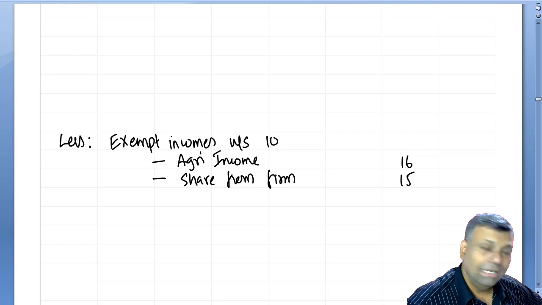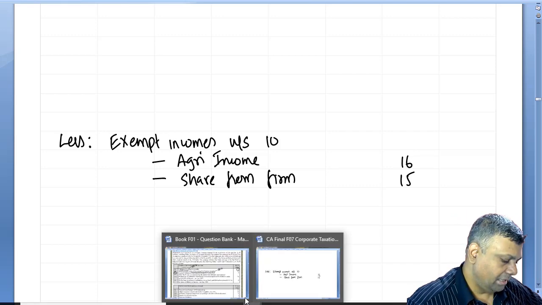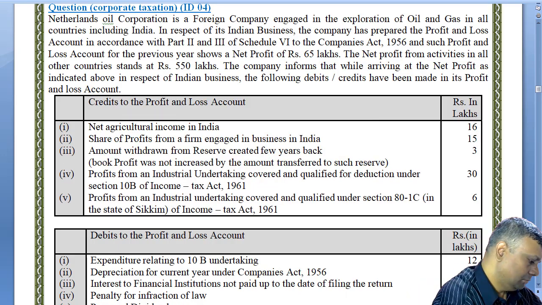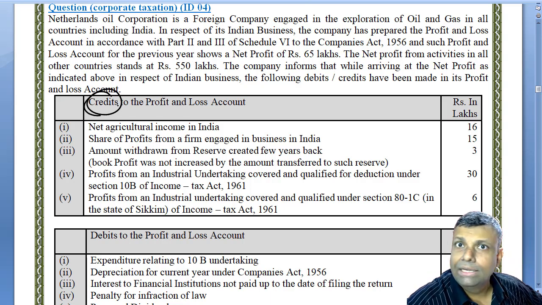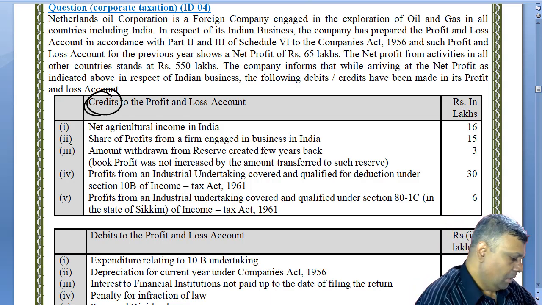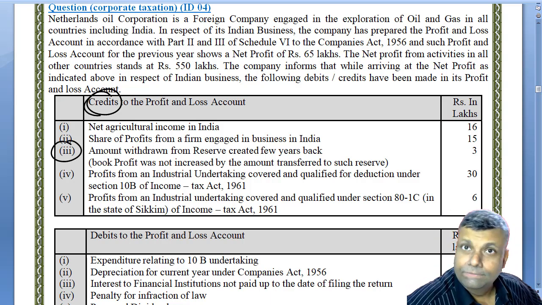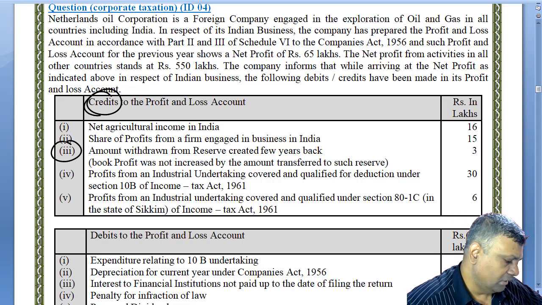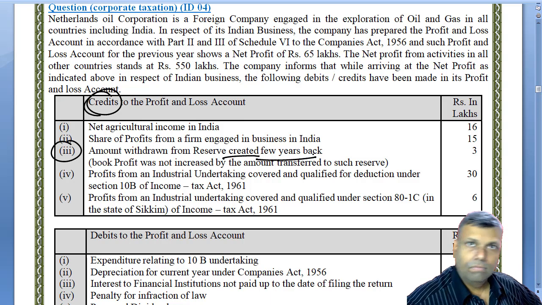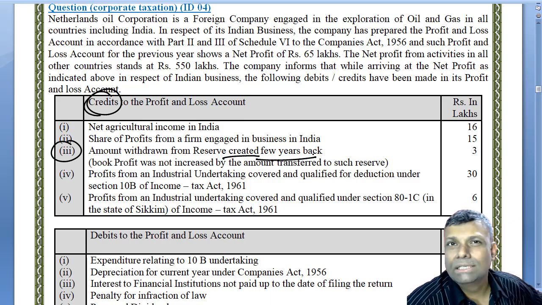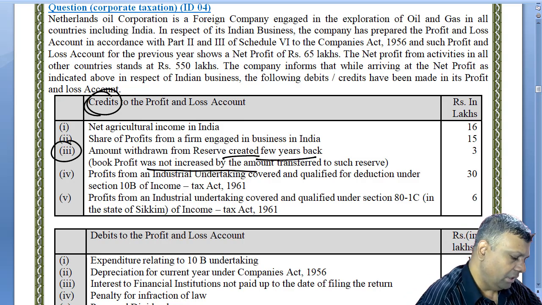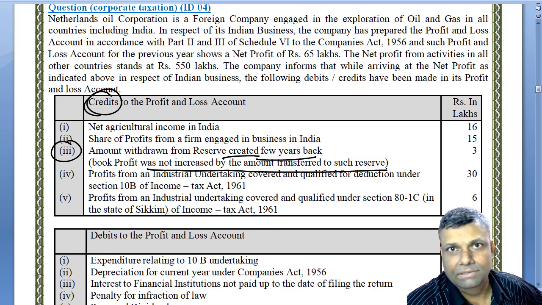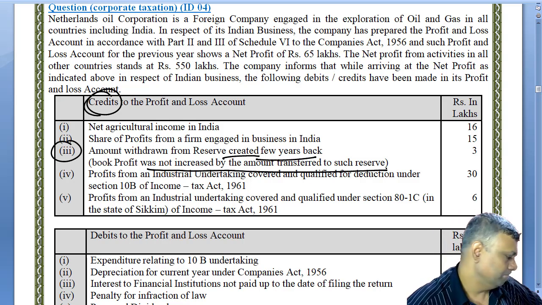Okay. So this is your less adjustment in the MAT provisions. Right now we are doing the computation of MAT. These are all credits. So credit means go in the less category by and large. Okay. Amount withdrawn from reserve. Very good point. Amount withdrawn from reserve created few years back. Now, few years back means logically the MAT provisions will be applicable in that particular year. The book profit was not increased by the amount transferred to such reserve. Very good point.